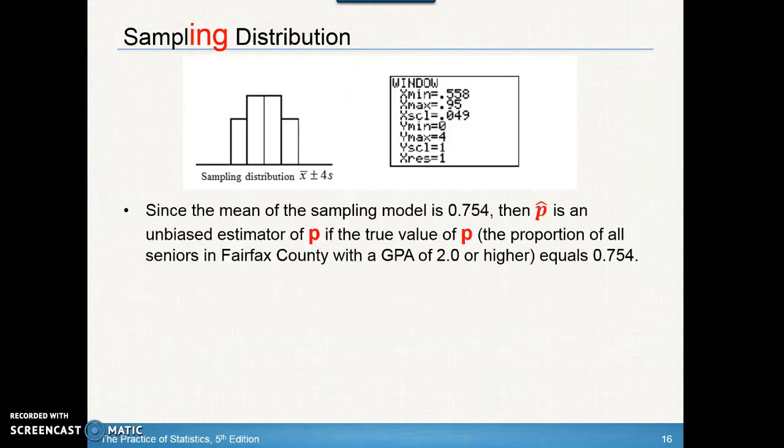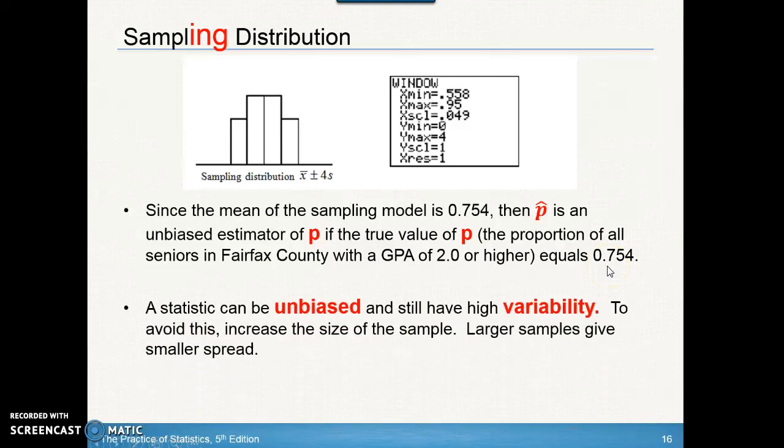Okay, so let's take a look at what that means. All right, so a little bit tricky. Since the mean of our sampling model is 0.754, then p-hat is an unbiased estimator of the population proportion of students that have a GPA higher than 2.0 if the true value of p equals 0.754. A statistic can be unbiased and still have high variability. So it can be unbiased and still have a large difference between all the statistics.